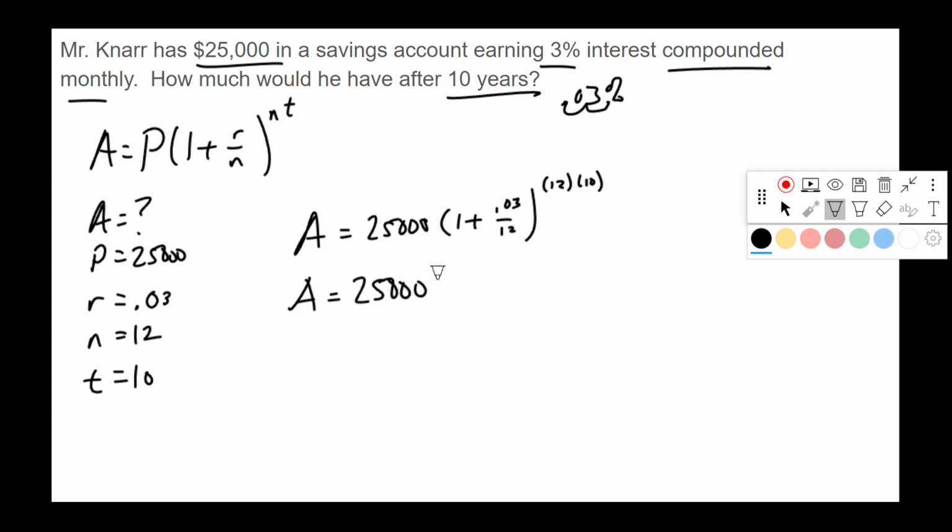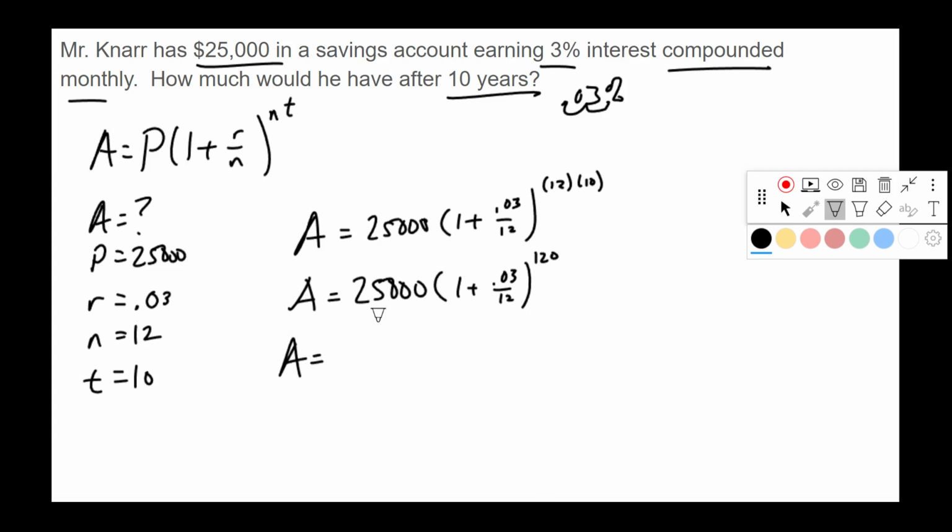My suggestion before you type anything into the calculator here is you do the math up top in the exponent. You just don't want to confuse the calculator at all. If you use enough parentheses, you're not going to have a problem. But this one step kind of makes things a little bit easier. So 12 times 10 is 120. So I would literally type this entire expression into the calculator.